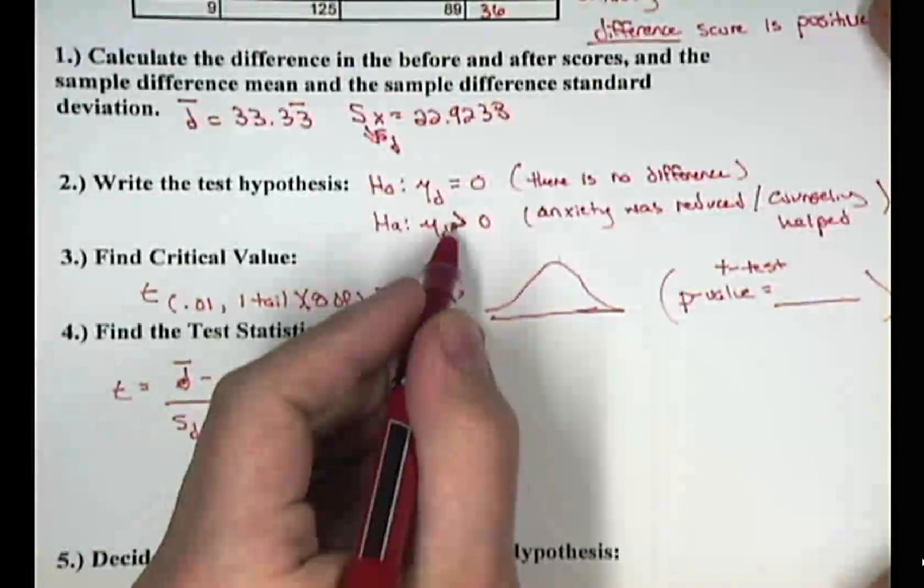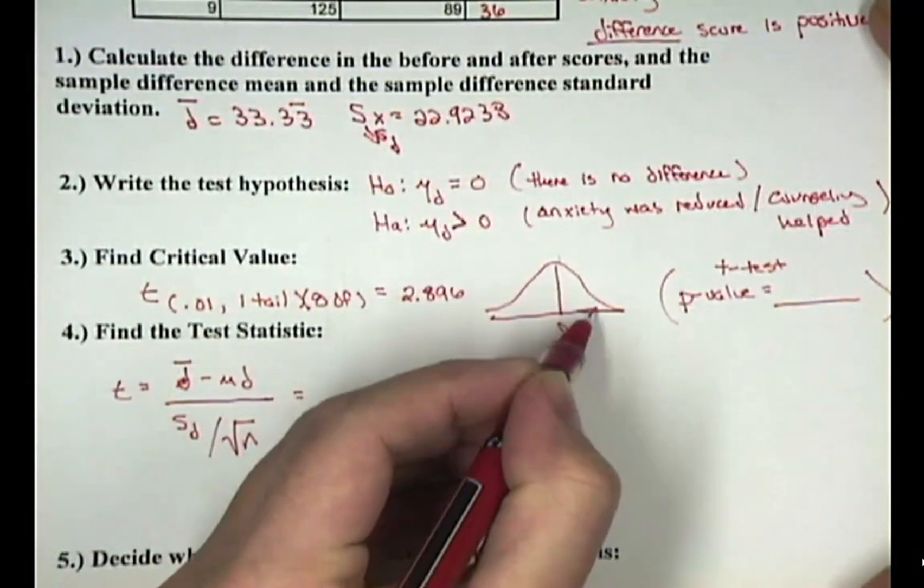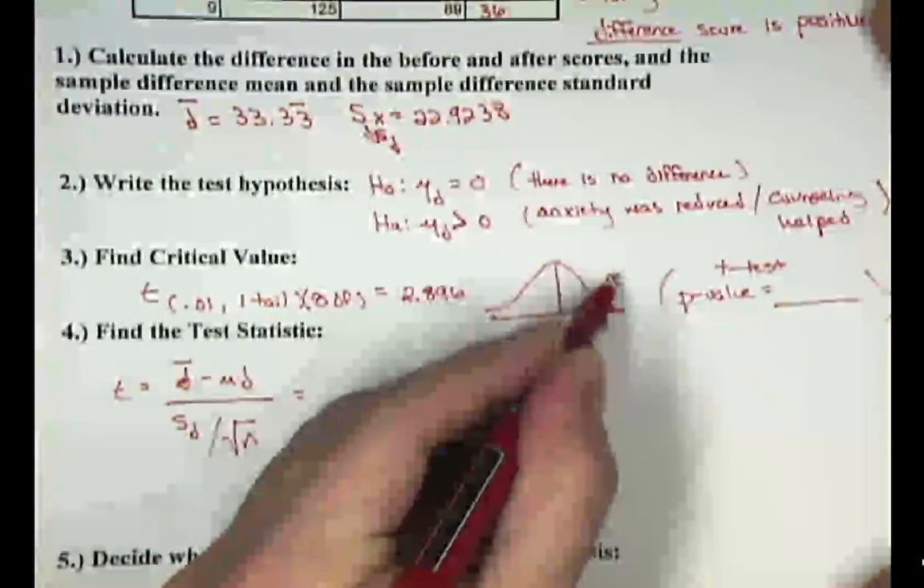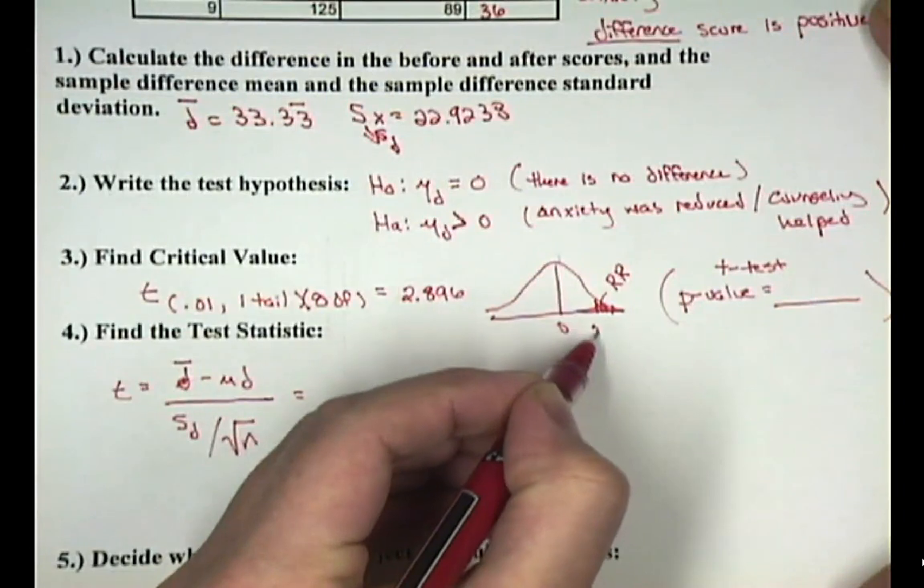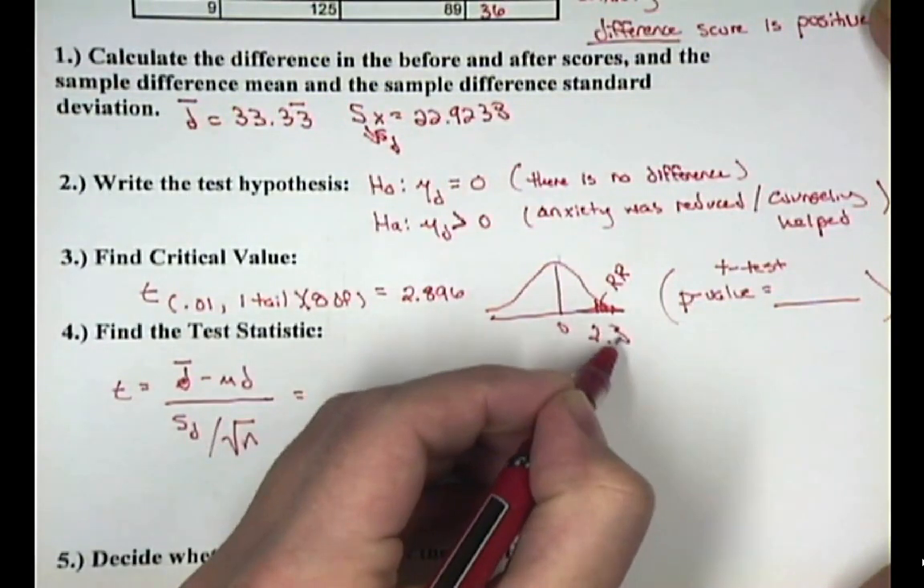Now, we've got a one-tailed right test, so we need to shade the right tail and label it our rejection region, 2.896.